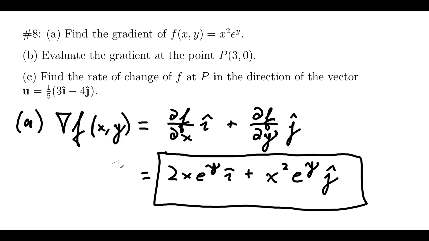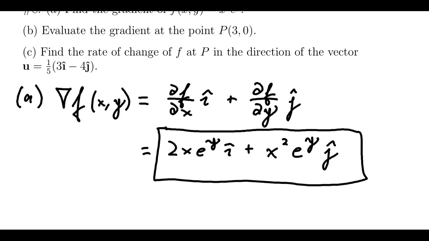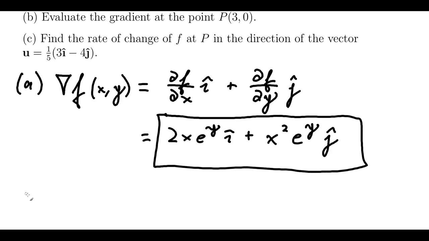It's just a vector that we build out of a scalar valued function. This is a real valued function of two variables. The gradient is simply a vector whose components are the corresponding partial derivatives of the function in question. All right. Now part B asks us to evaluate the gradient at the point P (3, 0).